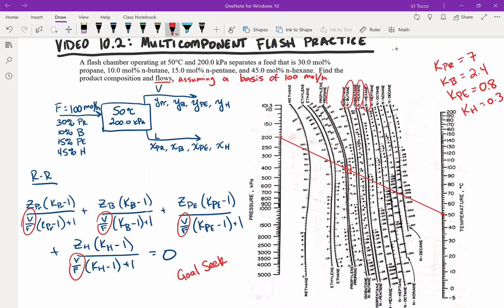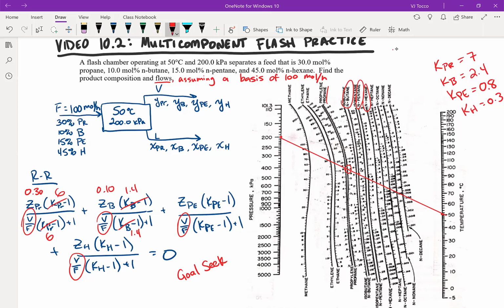I was saying right before that goal seek would be the way that I would elect to solve this problem. So there's one single unknown, which is V over F, that I want to solve. I know everything else. Let's go ahead and plug everything else in. Z propane is 0.30. K propane minus 1 is going to be 6. Z for butane is 0.10. And KB minus 1 is 1.4.